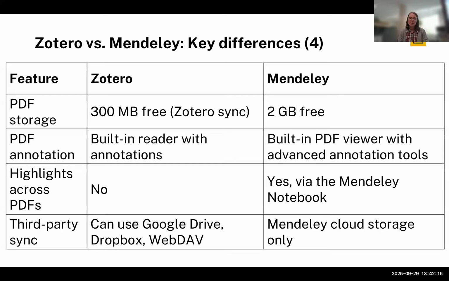In terms of third-party syncing, Zotero allows you to do some syncing with Google Drive, Dropbox, and WebDAV. Mendeley only allows third-party syncing through cloud storage. I'm not too familiar with what third-party syncing looks like. This was just the information that was available on their website and something that I wanted to compare in case that's important to you.